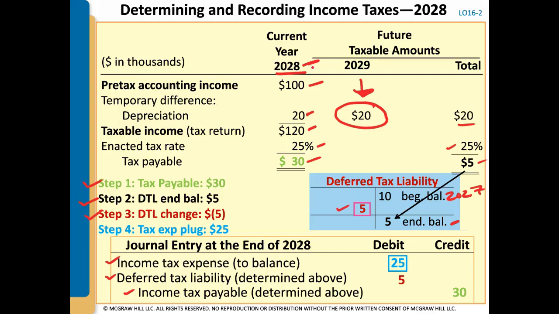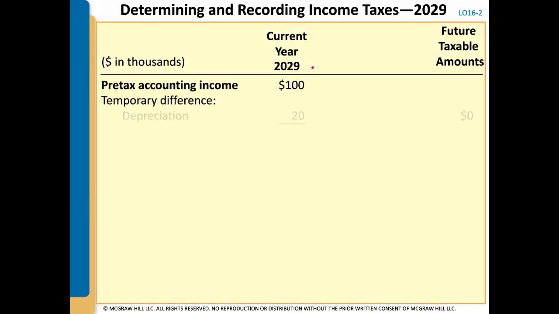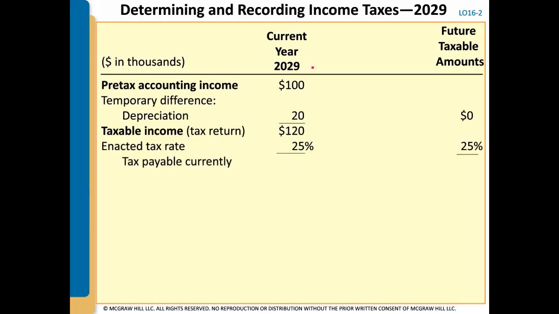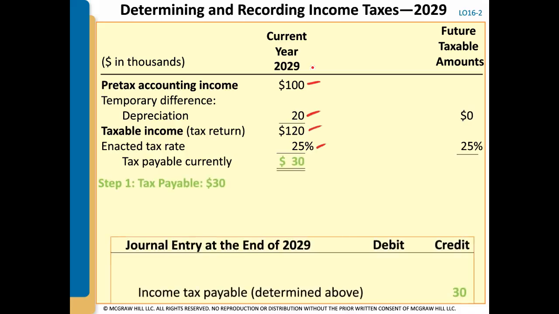So I'm going to debit income tax expense of $25 to make this entry balance. Let's finish this out by going to 2029. 2029, same thing. I have my $100 pre-tax income. I have to add back the 20 to get taxable income of $120. At 25%, my current income tax payable is $30.